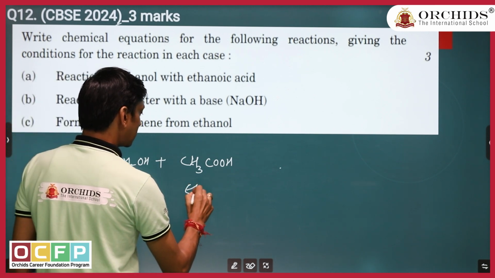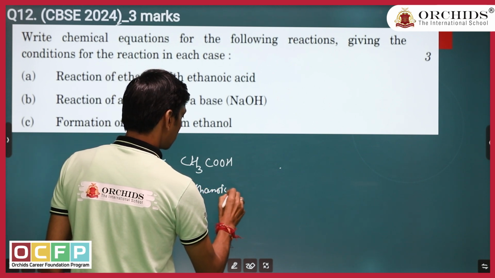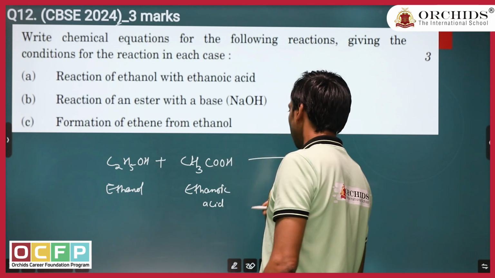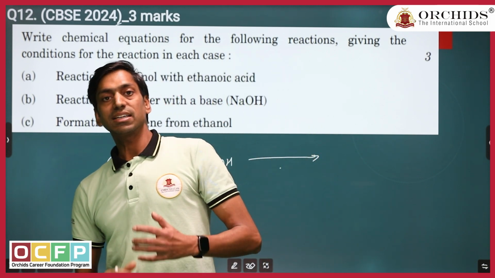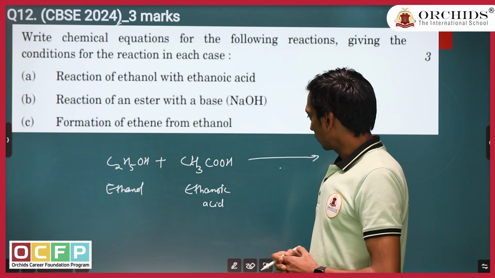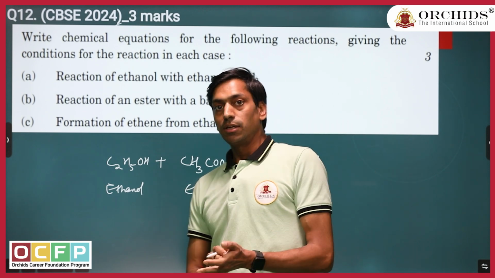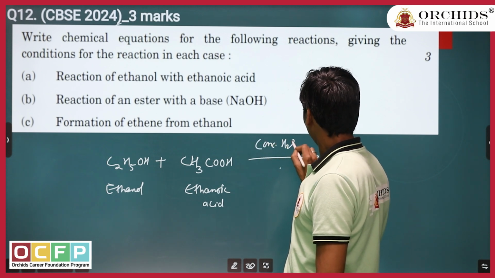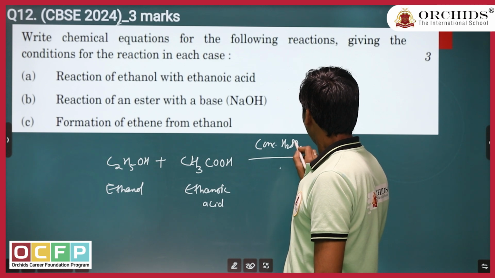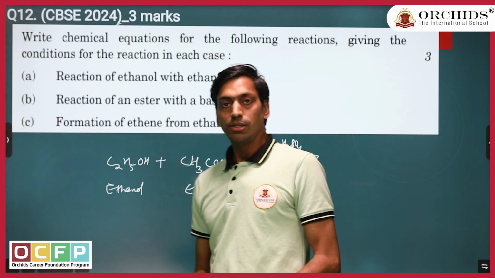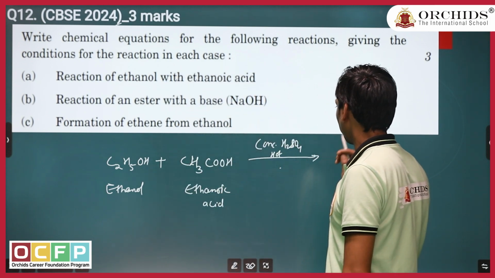And this we are having is ethanoic acid. And when both react, that is esterification, it is a very slow process. Now to enhance the rate of reaction, we need to add a catalyst. Here the role of catalyst is performed by concentrated H2SO4, sulfuric acid. We are using concentrated H2SO4, and we are heating that solution, which leads to the formation of ester.